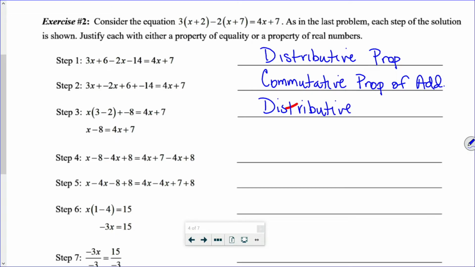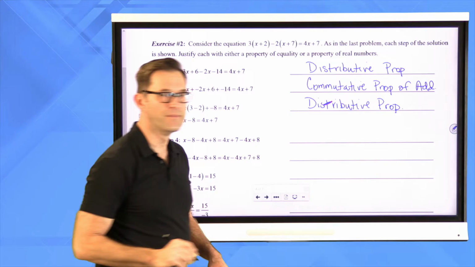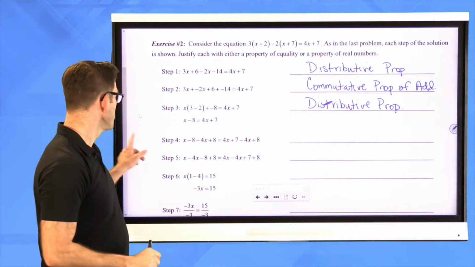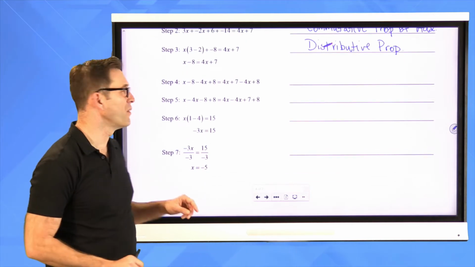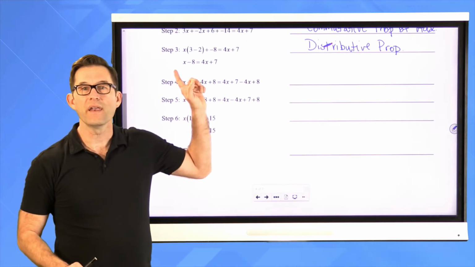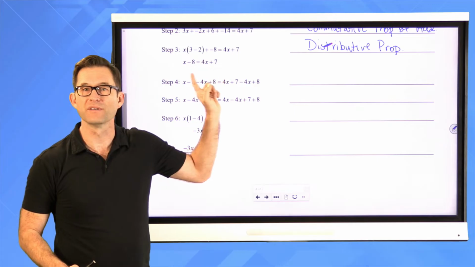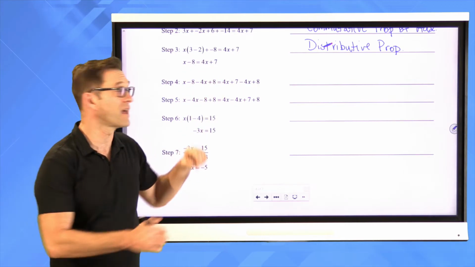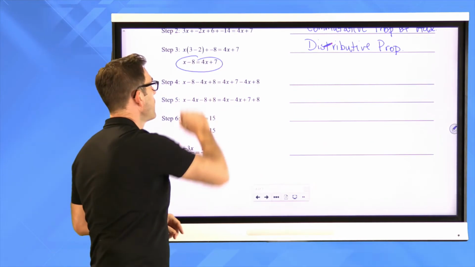My lovely red pen. The distributive property. Gotta color that in a little bit. Okay, I'm going to bring this up a little bit so we can keep looking at what we've got here. So then I've got x minus 8 equals 4x plus 7, right? I'm starting to simplify. I got a pretty easy looking equation here.